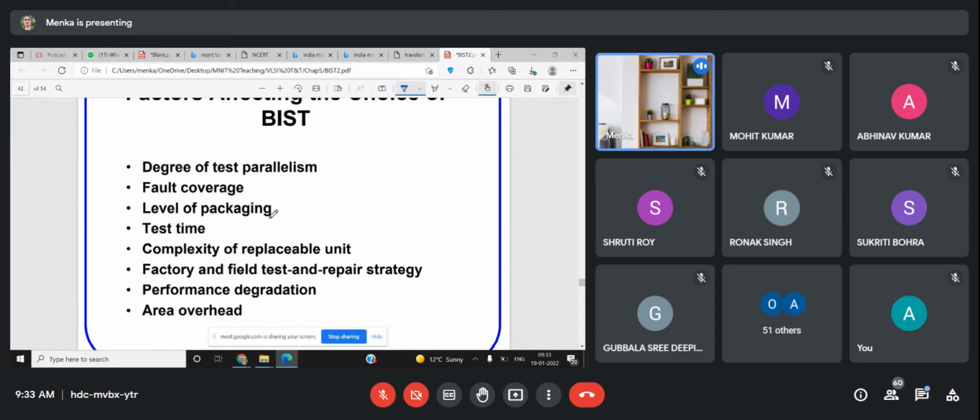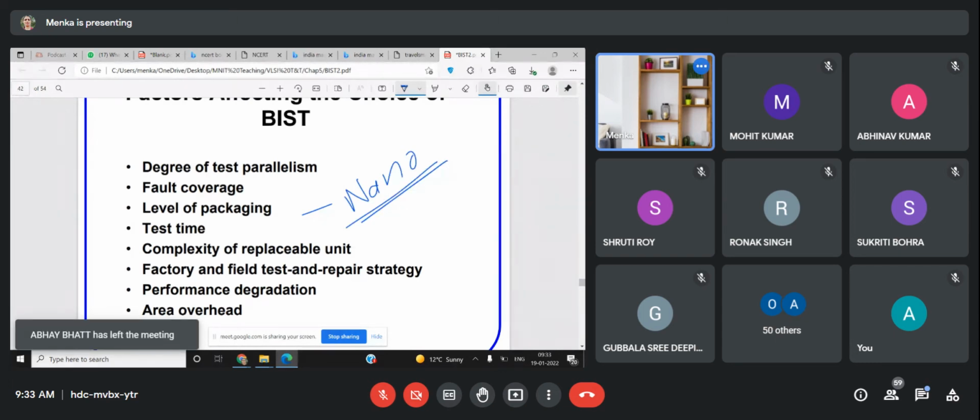Let's say we are talking about nanosatellite. Nanosatellites means we have to keep the load as minimum as possible. So if the BIST architecture is too heavy, we will be avoiding that. Test time, how much test time is taken by the BIST architecture, this also makes a difference. Complexity of replaceable unit, how complex it is to replace, that also matters.